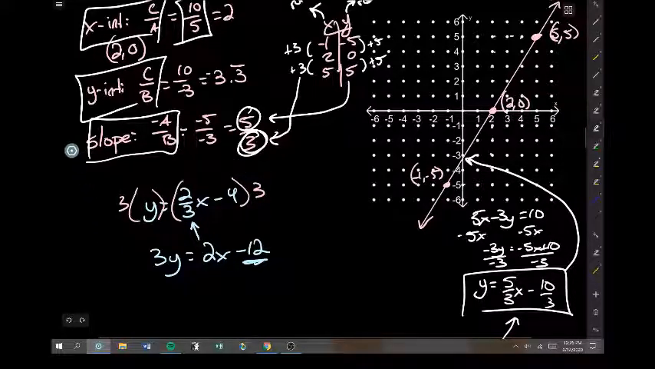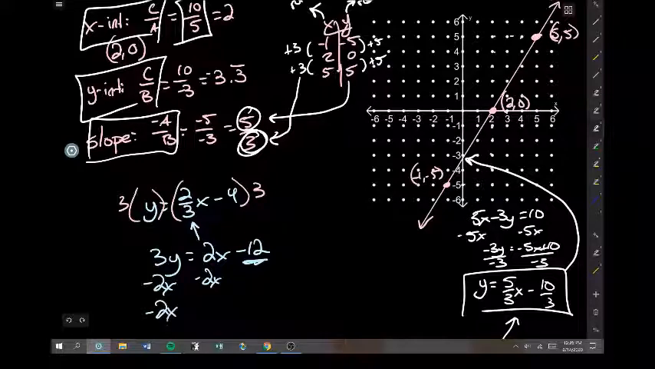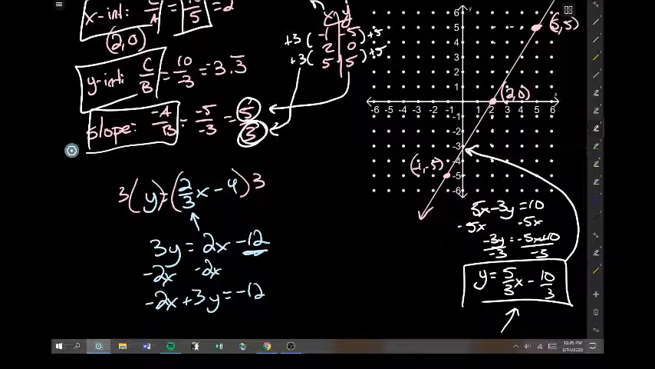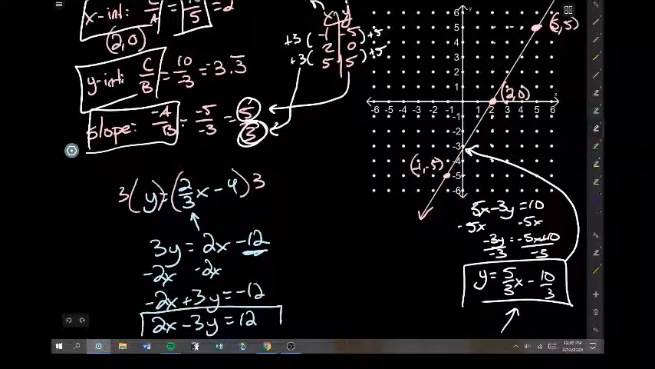Then I just want to get the x's and y's together, so I'm going to subtract 2x from both sides, and that becomes negative 2x plus 3y equals negative 12. We really like it if our first term is positive, so I'm going to switch everything's sign. It's like I multiplied everything by negative 1. That's converting from slope-intercept to standard. Just get the x's and y's together and clear your fractions.